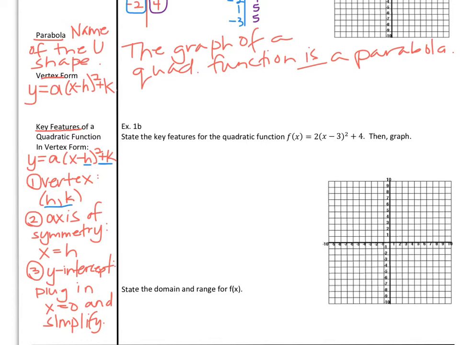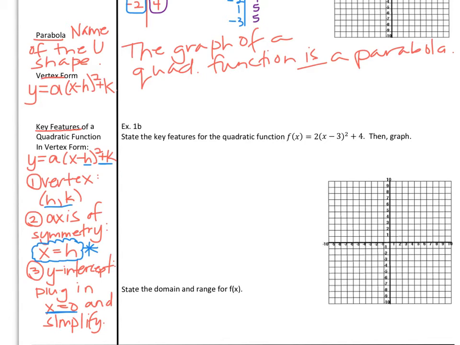The next thing we do is we actually draw in that dotted vertical line, that axis of symmetry. And the axis of symmetry is an equation. You have to have x equals h as the equation for that axis of symmetry. Last but not least, we look for the y-intercept. To get the y-intercept of the graph, we have to plug in x equals 0 and then simplify. And then we plot that point.